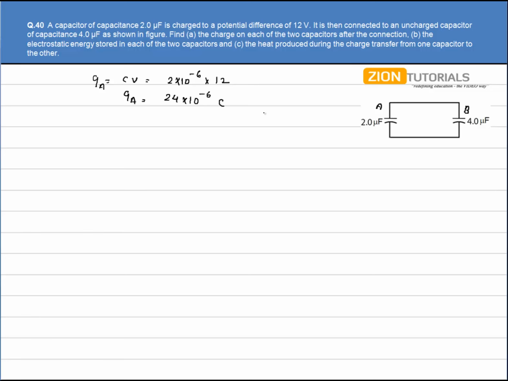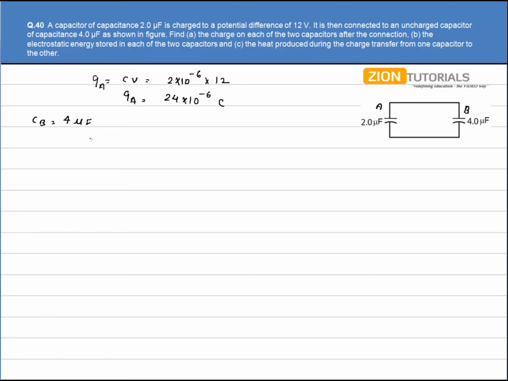Now it is connected to an uncharged capacitor of capacitance 4 microfarad, as shown in the figure. Now we have to calculate the charge on each of the two capacitors after the connection. For that we will use the first concept, that is the conservation of charge. Initially 24 into 10 to the power minus 6 coulomb of charge is available on A, and it will be distributed on A and B.